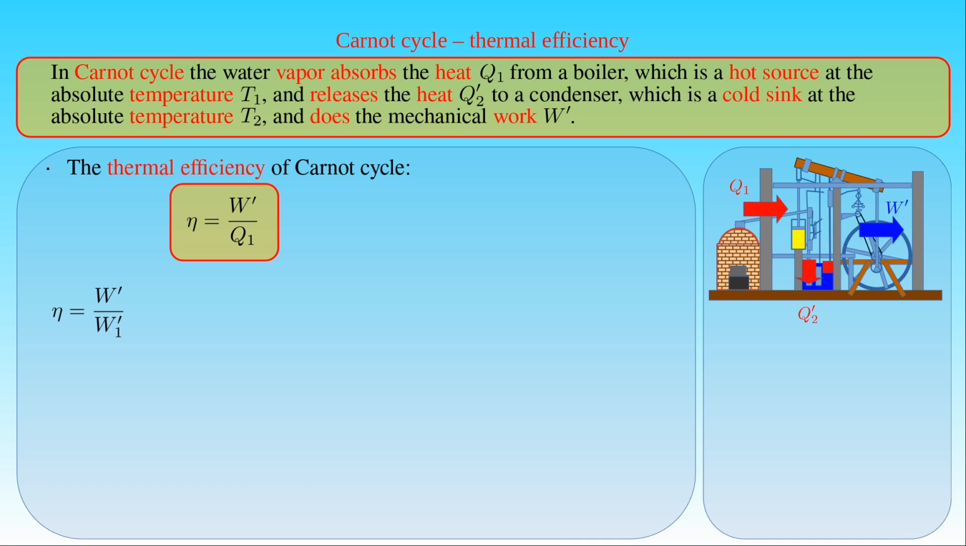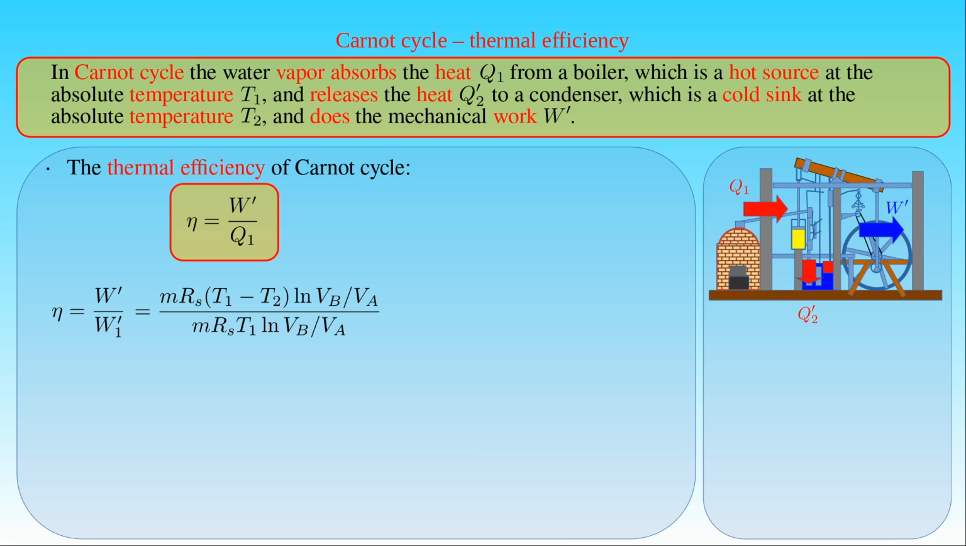We have already determined the quantities in the numerator and the denominator of the fraction. Then we can write that Eta is equal to the mass m of the water vapor, times its specific gas constant Rs, times the difference between the temperature T1 and the temperature T2, times the natural logarithm of the ratio of the final volume VB of the vapor to its initial volume VA during its isothermal expansion, divided by m times Rs times T1, times the natural logarithm of the ratio of VB to VA.